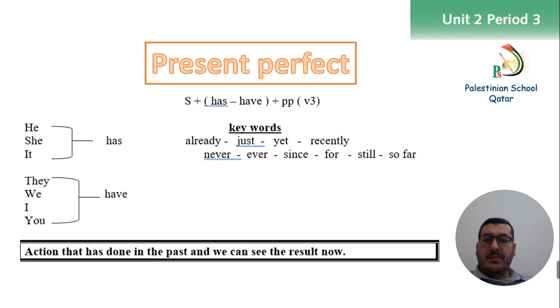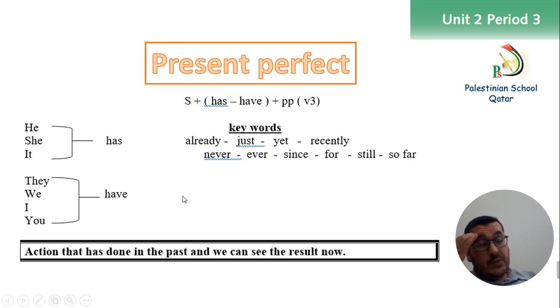Today we'll talk about present perfect. The rule of present perfect is subject plus has or have plus the past participle, verb 3. So if we have he, she, it, we put has. If we have they, we, you, and I, we put have. And the keywords are already, just, yet, since, recently, never, ever, for, still, and so far.